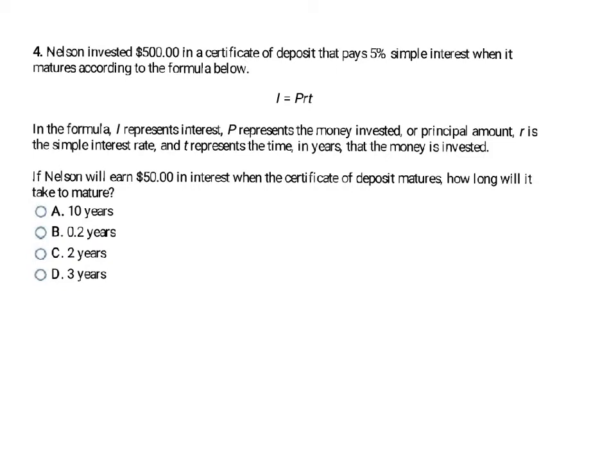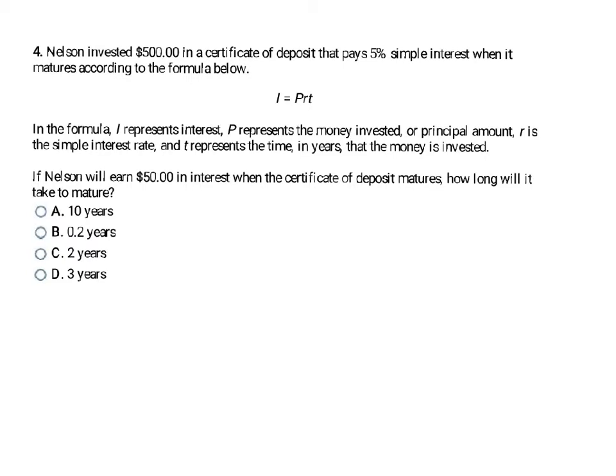Another formula you could see is the interest formula, which is this right here. So this problem says Nelson invested $500 in a certificate of deposit that pays 5% simple interest when it matures according to the formula below. So in this formula, I represents the interest, P represents the money invested or principal amount, R is the simple interest rate, and T represents the time in years that the money is invested.